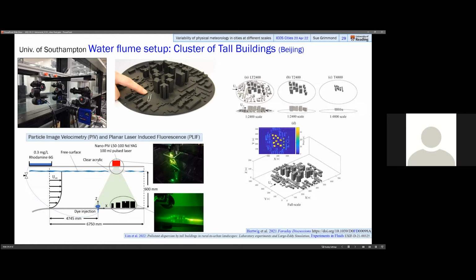Again, we can take the tall building cluster out and have a baseline against which we can look at the impact. In front of the model, we can have a log law wind profile. We can inject a dye in front of the model so we can look at the behavior of the scalar.